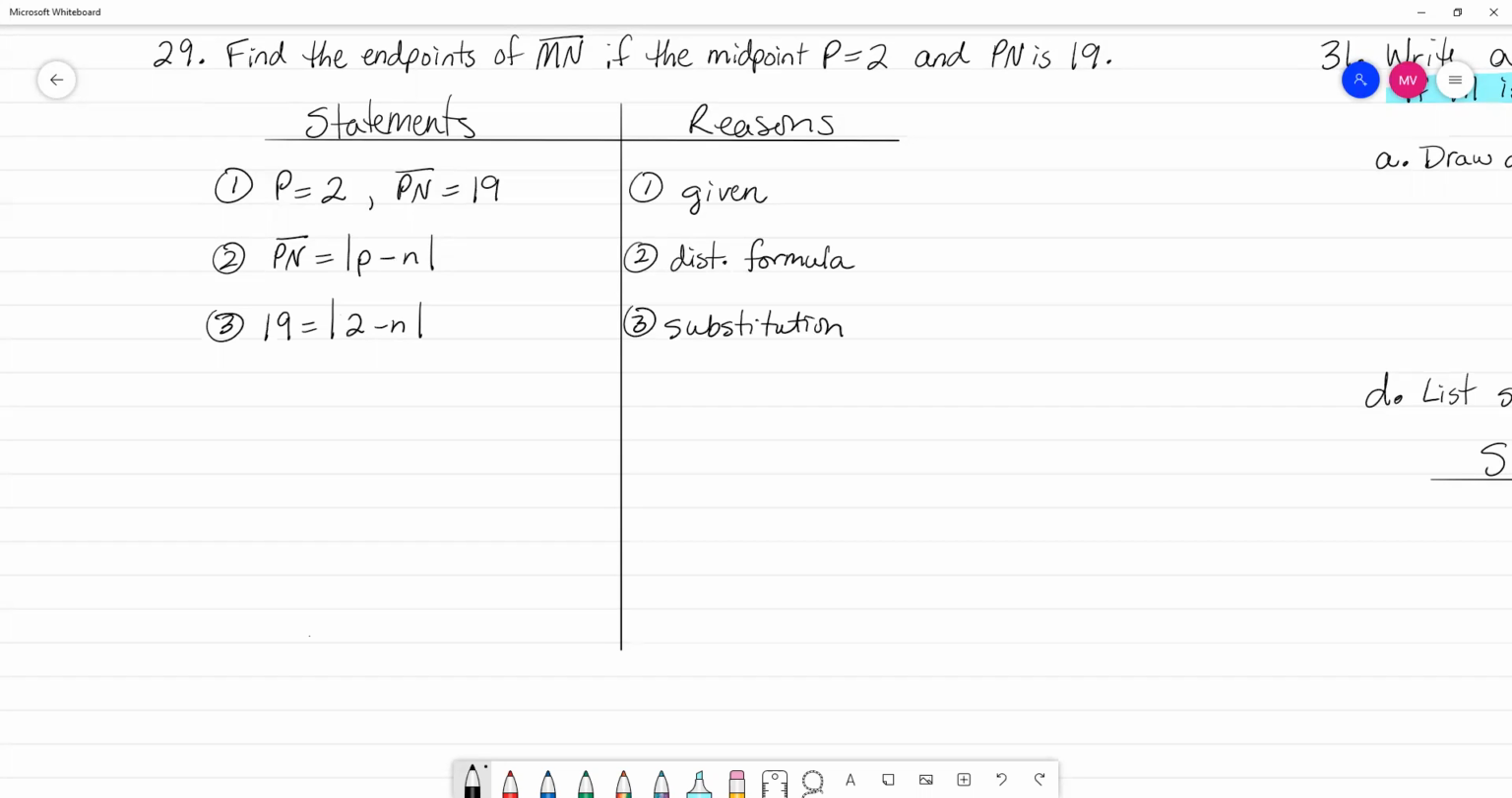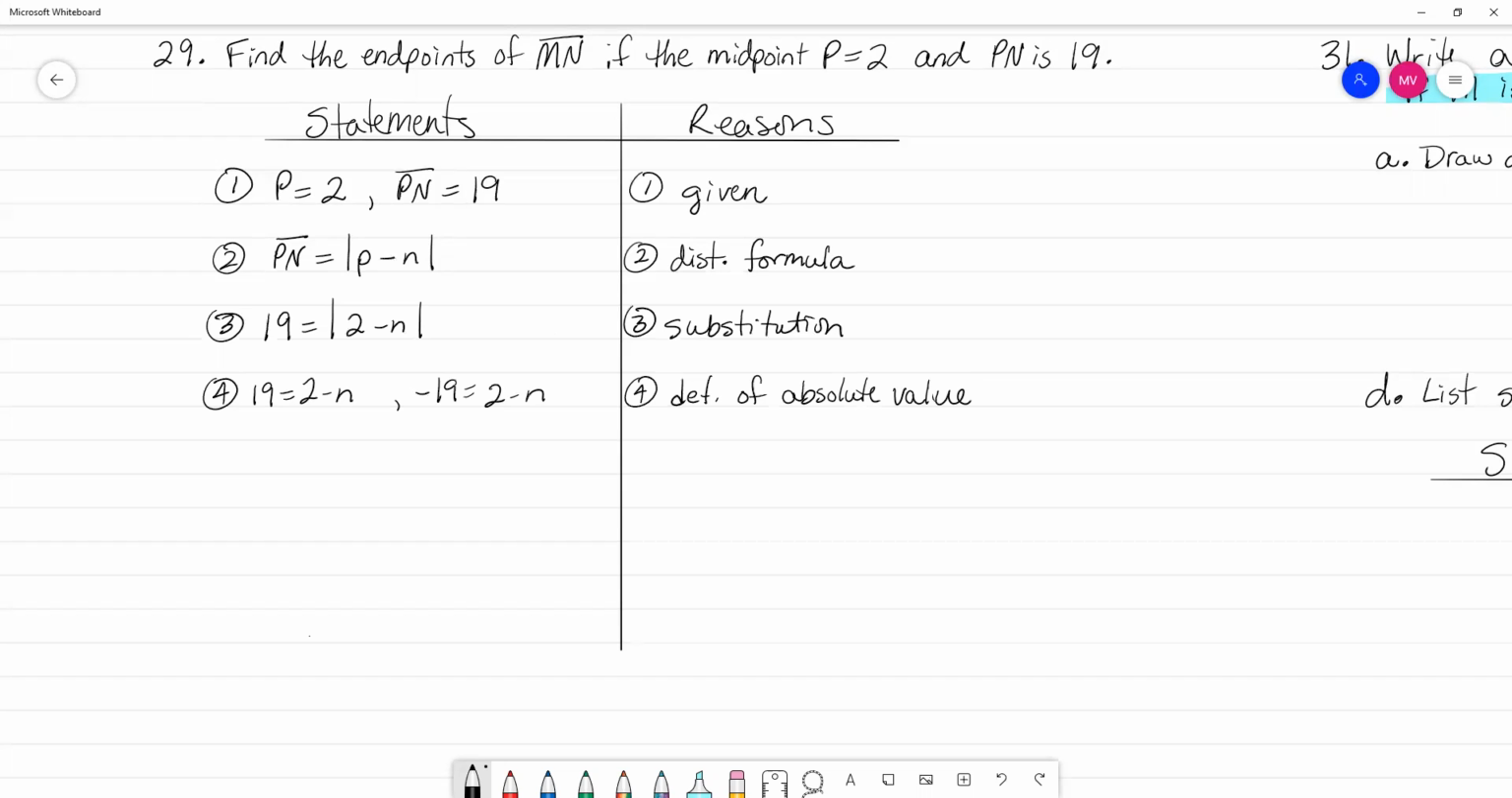Now we need to define absolute value. Whenever we try to solve an equation with absolute value, you must create 2 separate equations, one with a negative length and one with a positive length in the case of our distance formula. So this is the definition of absolute value. That tells us that 19 is equal to 2 minus n, and negative 19 is equal to 2 minus n. All right, so now we solve.